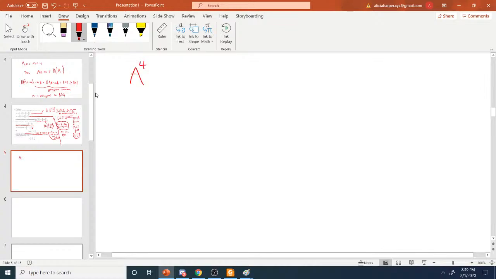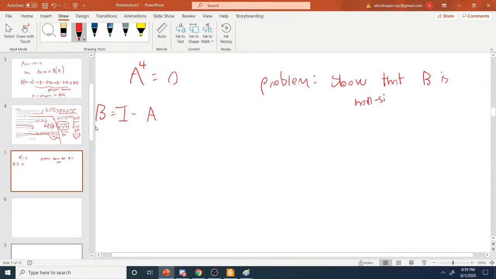What I know is that A to the fourth is equal to 0, and I want to show that, setting B equal to I minus A, B is non-singular. So how do you do this? Well, we're just going to multiply I minus A with I plus A squared plus A cubed.